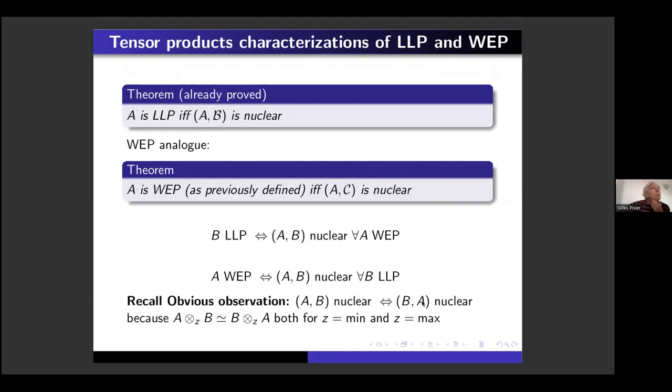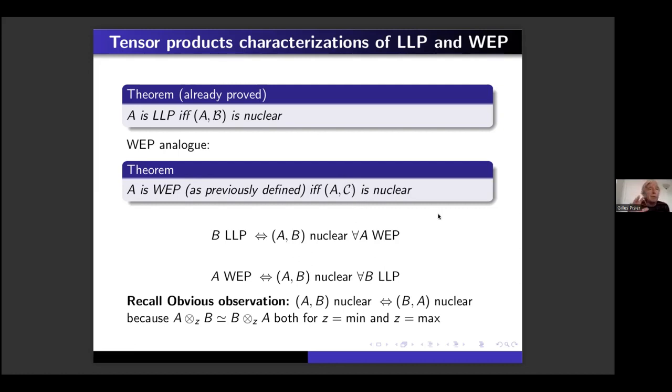So let me go to tensor product characterizations of LLP and WEP. The first one we've already proved, if you recall what I did yesterday. A is LLP if and only if the pair A, B of H, or script B, is nuclear. And I could also put here the algebra boldface B that is the direct sum of the MNs. The WEP analog of this is that a C-star algebra is WEP if and only if the pair it forms with the algebra script C is nuclear.